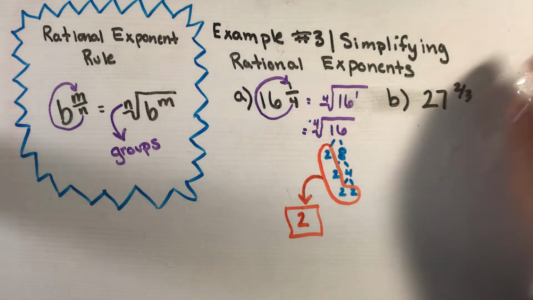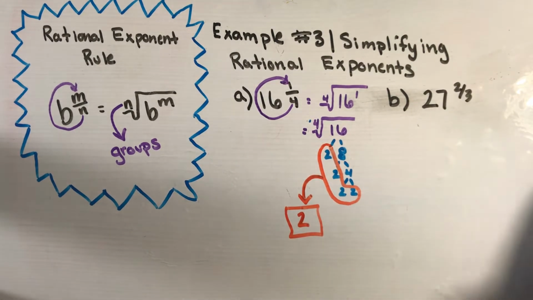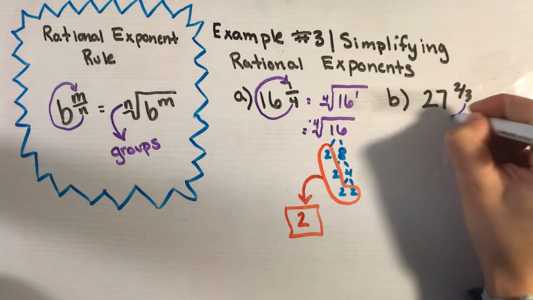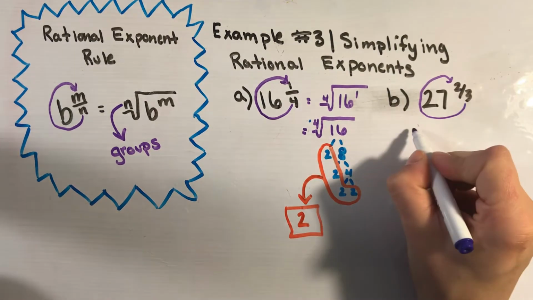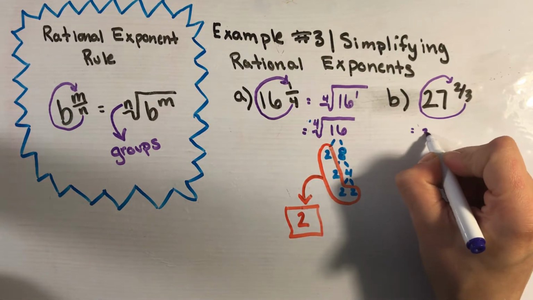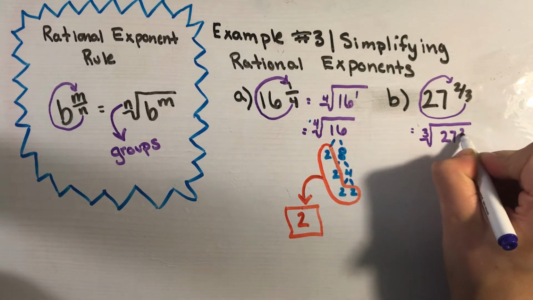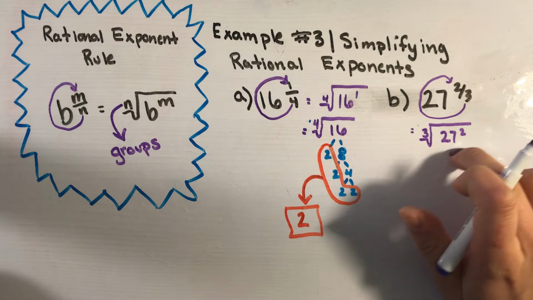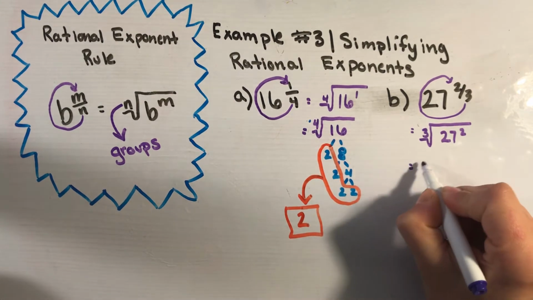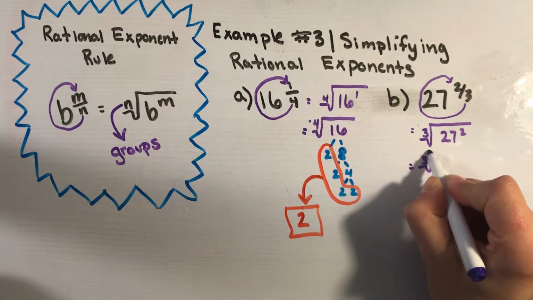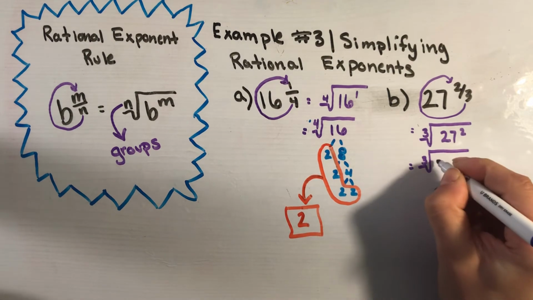Okay, we're going to practice on letter B again. The first thing you need to do is the reverse rule. I'm going to write it below it. So I have the 3rd root of 27 squared. I'm going to apply my exponent first here and still take my 3rd root. The 3rd root of, well, 27 squared is 729.